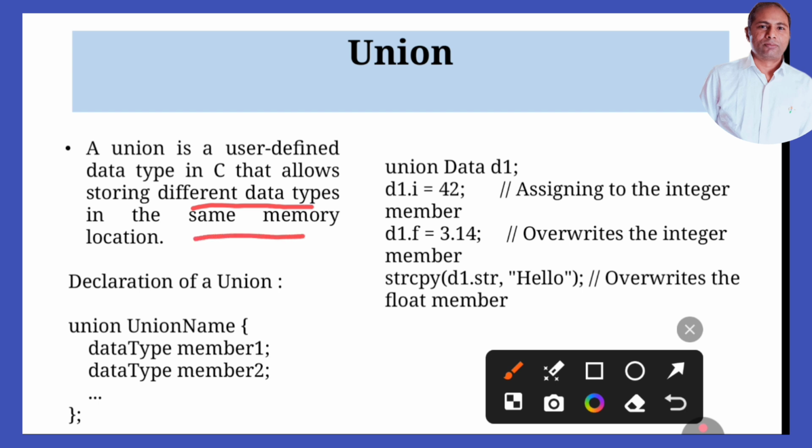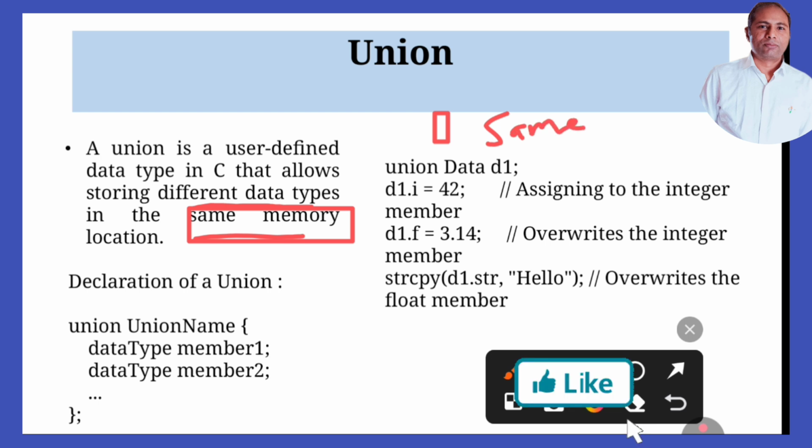So union is similar to the structure, but here in union we are storing different data types in the same memory location. Here this keyword is important: we are using the same location for storing all the data types. If we are able to store different data types in the same location, then we can save memory.